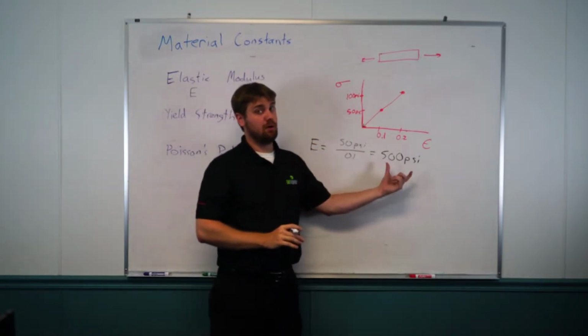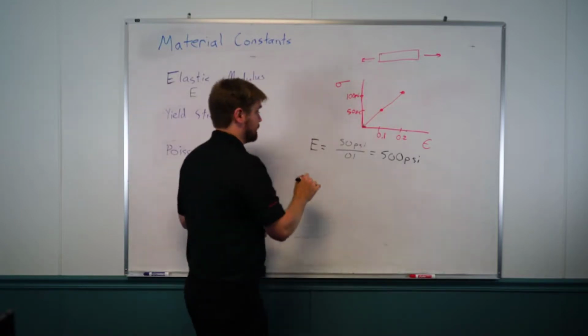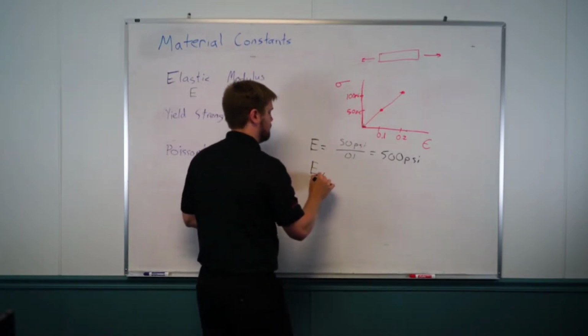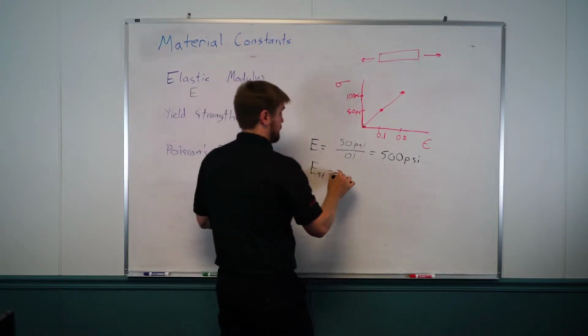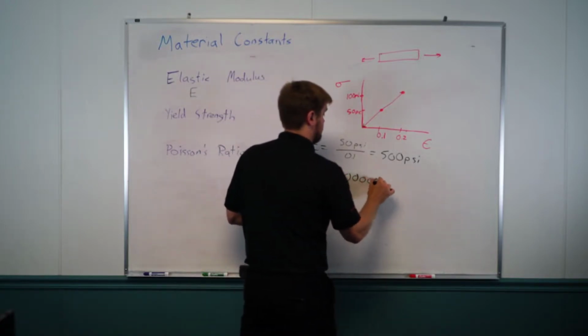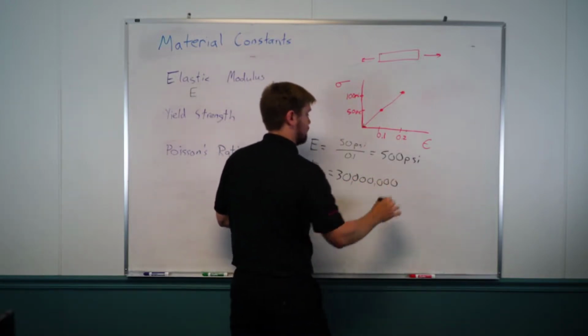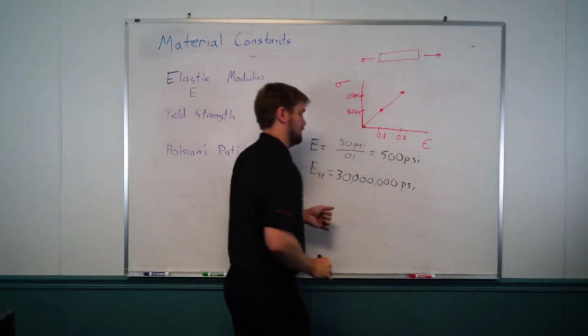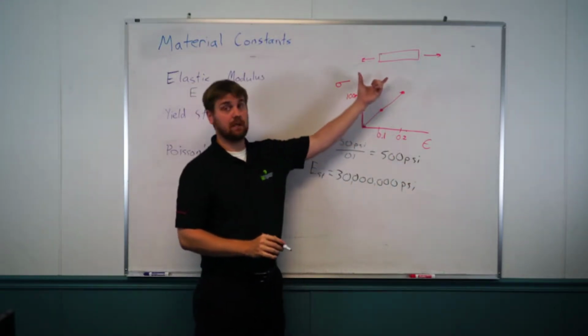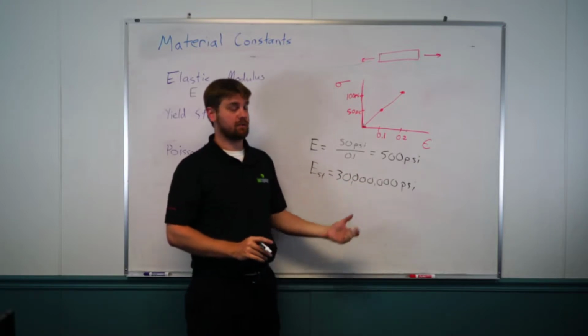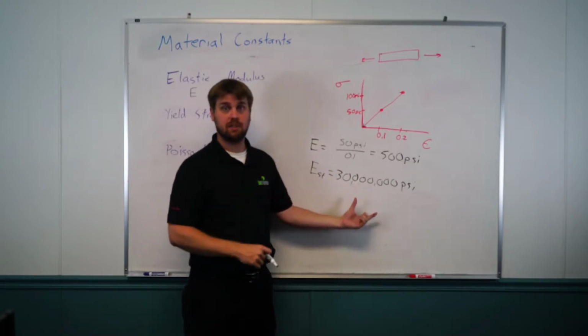Now this is a very small elastic modulus for most materials. Things like steel have an elastic modulus much larger. So as you can see, the material we were playing with a moment ago is very soft compared to this very stiff steel.